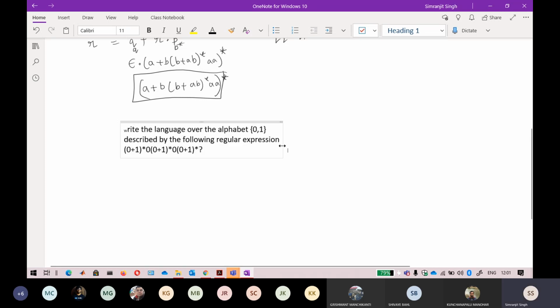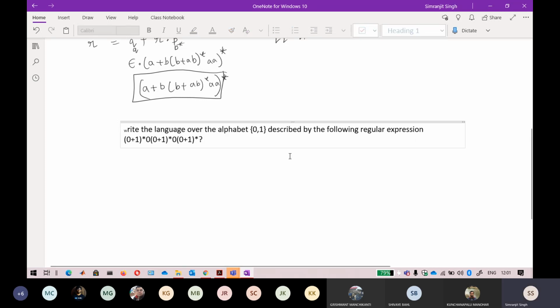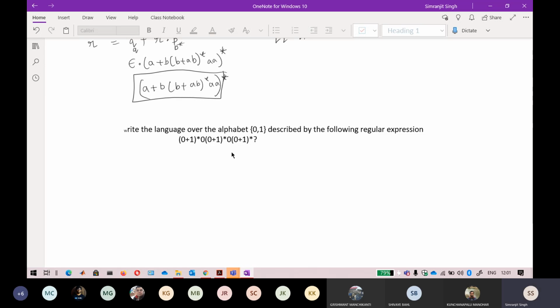Write the regular expression with the input alphabet 0 and 1 described by the following regular expression. This is (0+1)* followed by 1 0, (0+1)* followed by 1 0. So at least there are two zeros. After that, any number of zeros and ones can come. I think you should recognize it. We have done this in the class. Anybody?